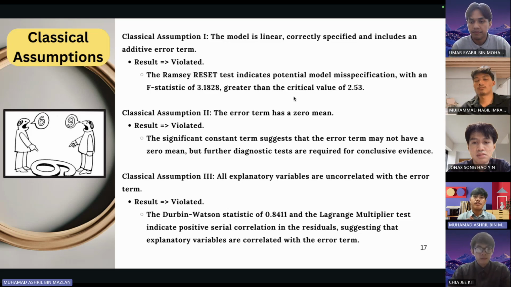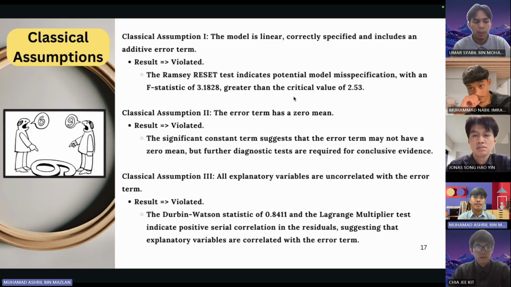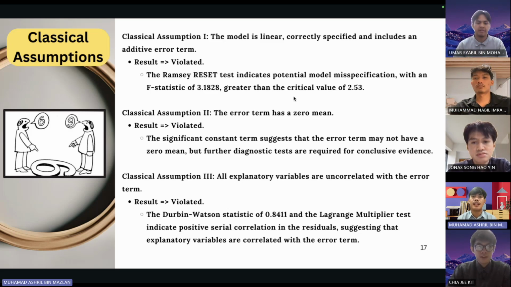But for the Ramsey RESET test, we can see the model is misspecified because the F statistic is greater than the critical value, which is 3.1828 is greater than 2.53. So we reject the null hypothesis. This clearly states that the model is misspecified, so the result is violated for classical assumption 1.